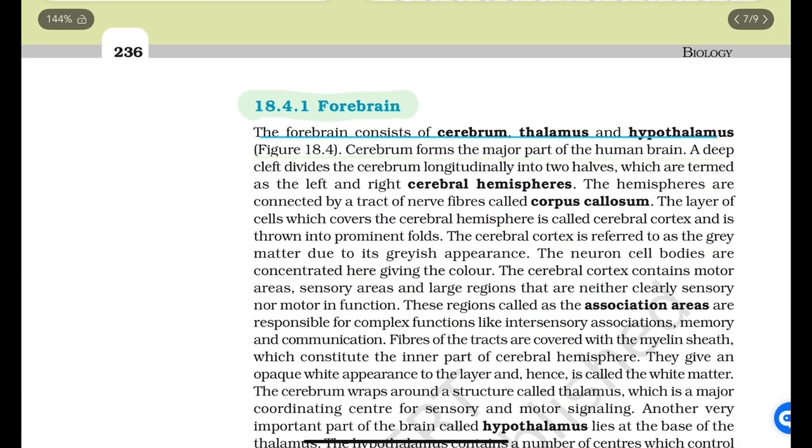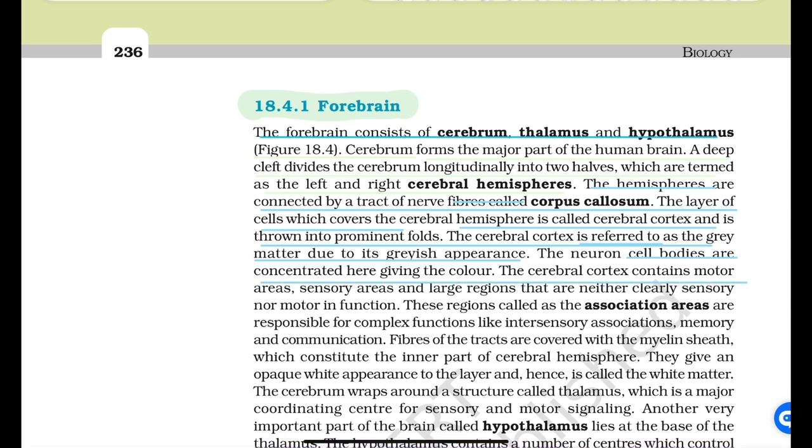The cerebrum forms the major part of the human brain. A deep cleft divides the cerebrum longitudinally into two halves, which are termed the left and right cerebral hemispheres. The hemispheres are connected by a tract of nerve fibers called the corpus callosum. The layer of cells which covers the cerebral hemisphere is called the cerebral cortex and is thrown into prominent folds. The cerebral cortex is referred to as the gray matter due to its grayish appearance. The neuron cell bodies are concentrated here, giving it the color.